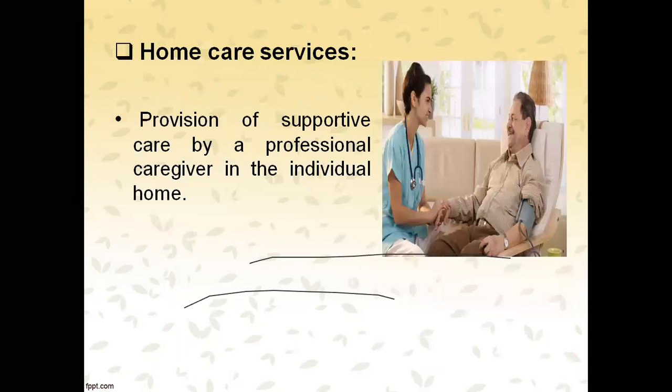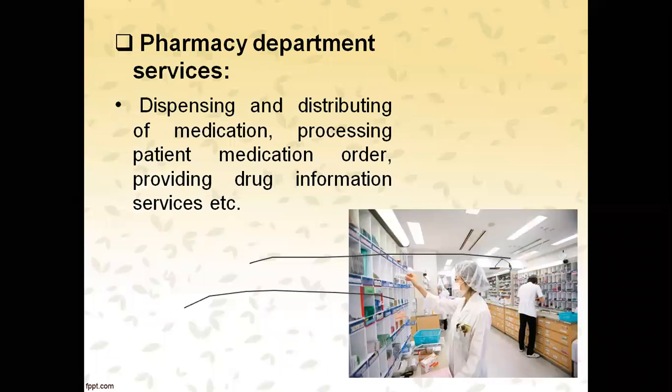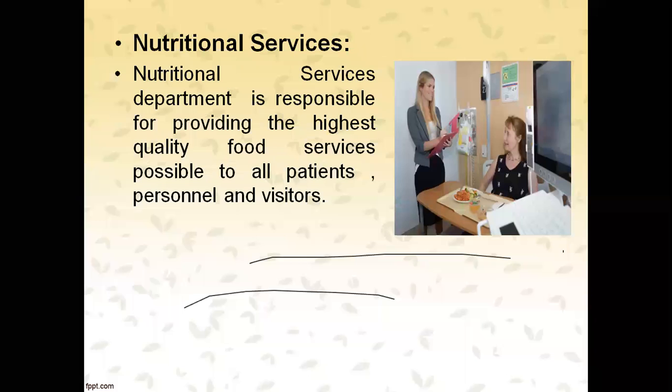And the next is home care, which is directly provided at the patient's home. Any professional caregiver, for example a nurse, can go to the individual's home and provide the care in his home setting. So these are the various scopes of patient care services. Okay, do you have any questions? Are you all clear?